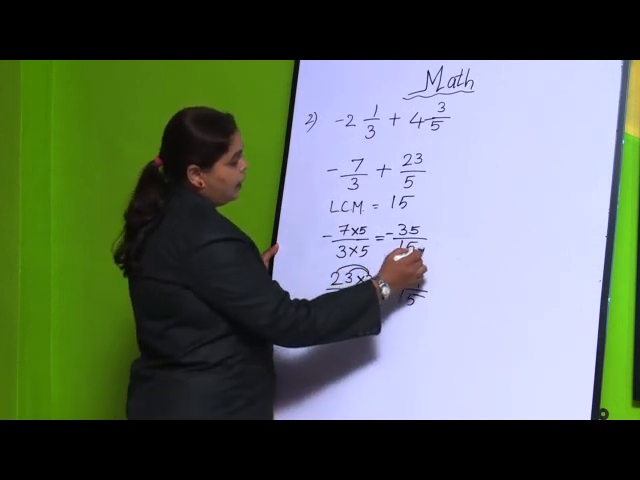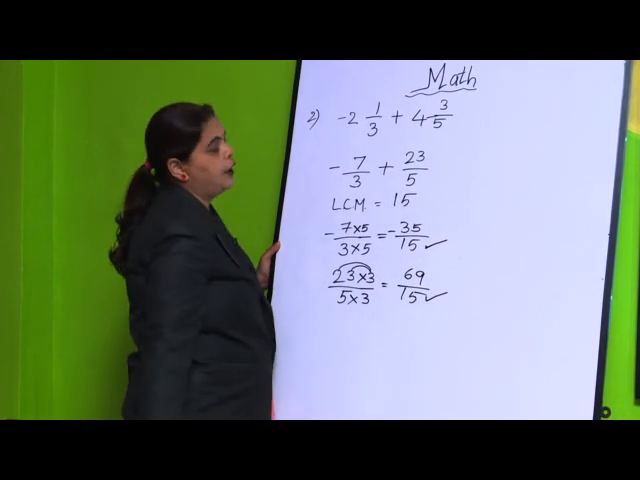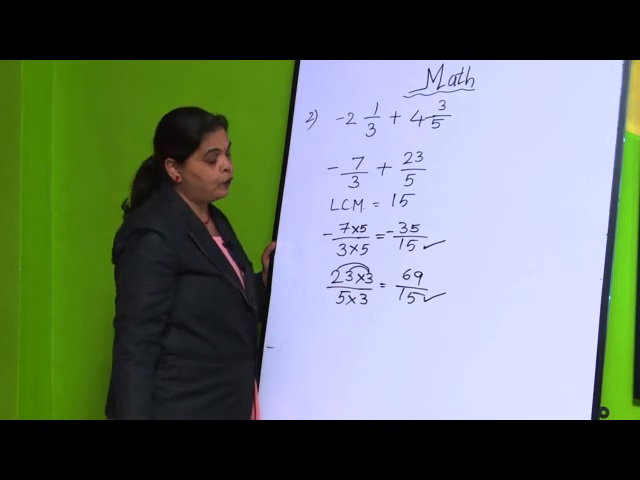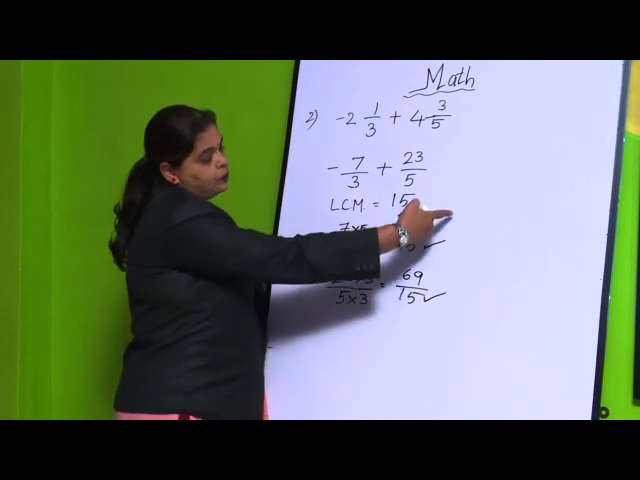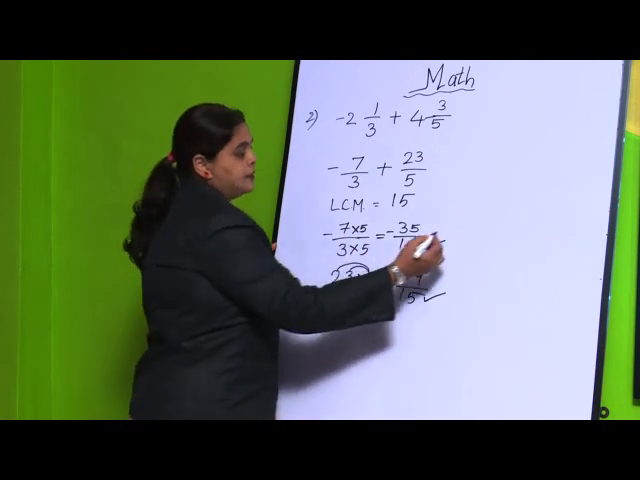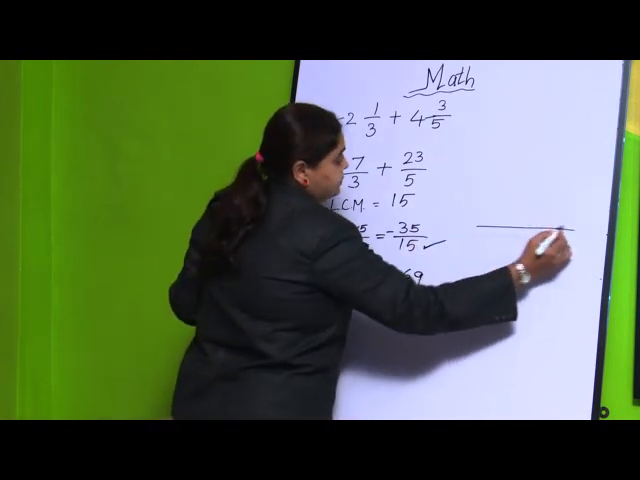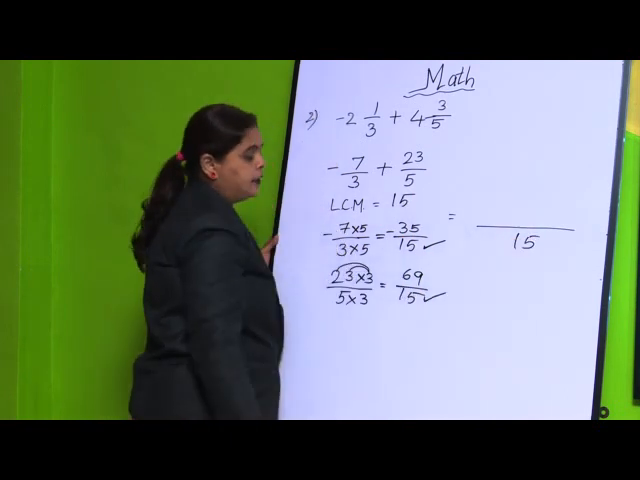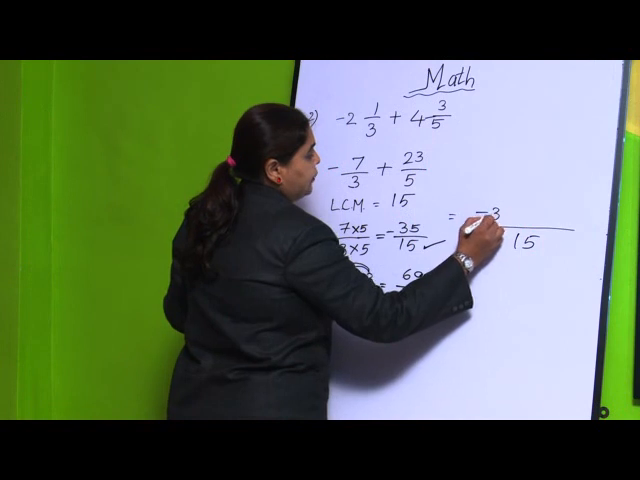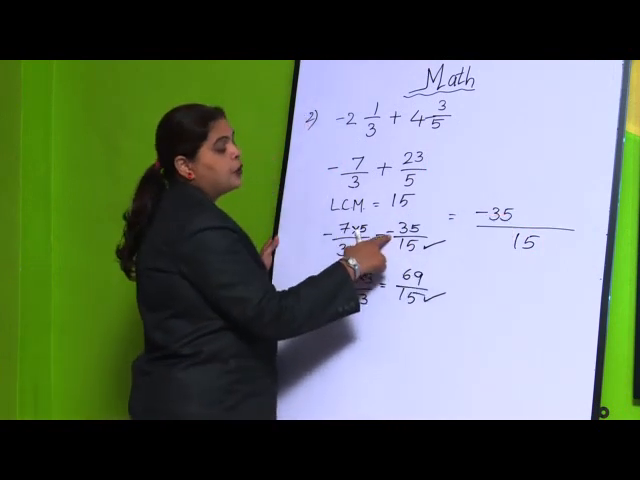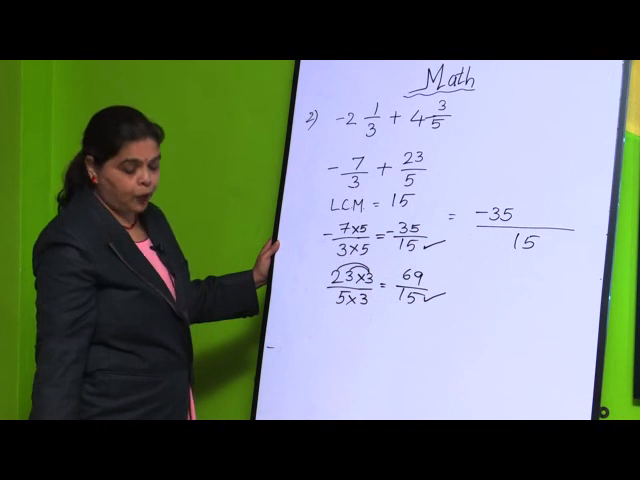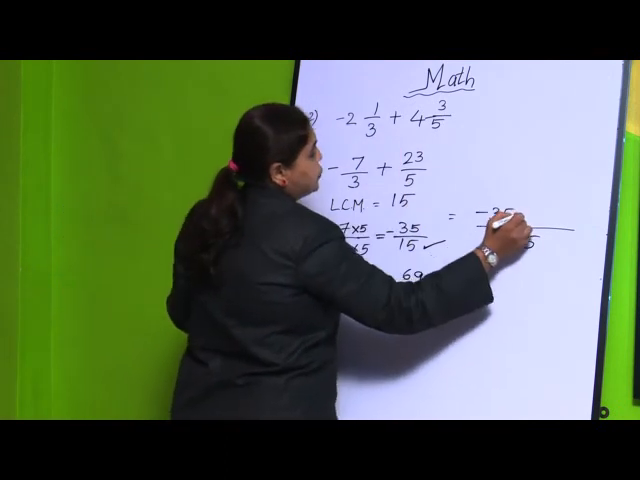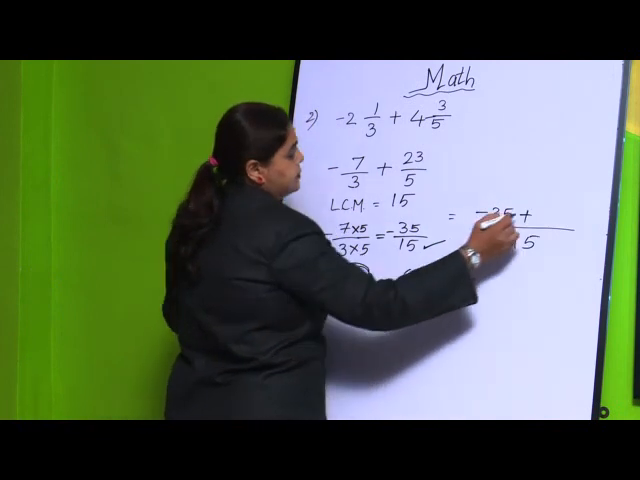So now we are having both the denominators equal. Now both the denominators are equal, we can go for any operation. I will try to write here, so it will be easier to understand. Here the denominators are equal, so I will write 15 as the common denominator, and minus 35. You have to carry the sign properly. So it is minus 35, the operation is addition, and this is 69.